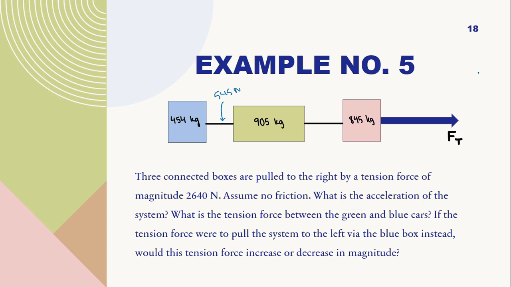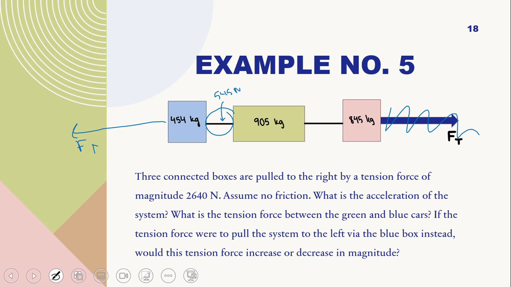Okay, I've erased most of the ink on our slide, and now we're going to talk about the last part. If the tension force that's acting on the whole system were to pull the blue box instead of the pink box, so it would look like this, the setup, then how would that affect the magnitude of tension force between the blue and green boxes? Would it increase, decrease, or stay the same?